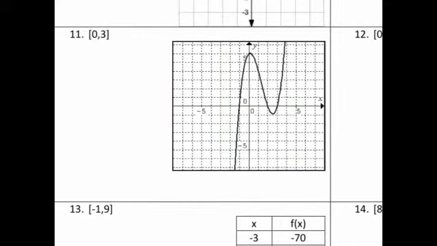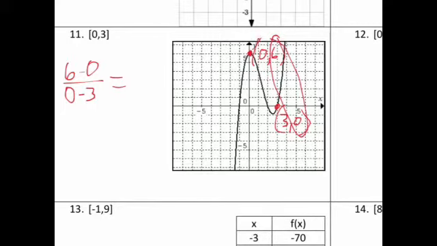And then one more, you need to go from 0 to 3. So you go where your x is 0 and where your x is 3, and put those points down right there. We have the point 3, 0 and the point 0, 6. Well, that's where I'm starting at. My difference in my y's is going to be 6 minus 0, and my difference in x's is going to be 0 minus 3. When you do that, you're going to get 6 over negative 3, which is going to simplify to be negative 2, which is the same as the previous one.